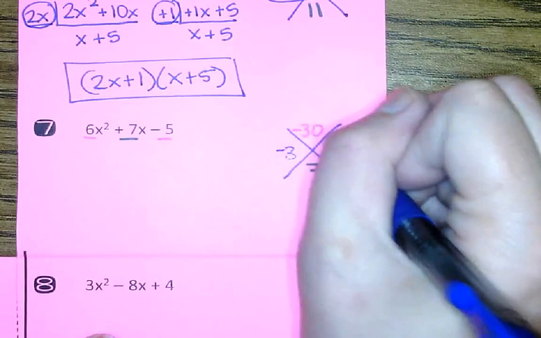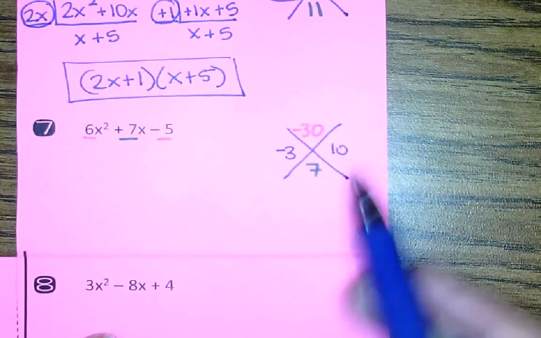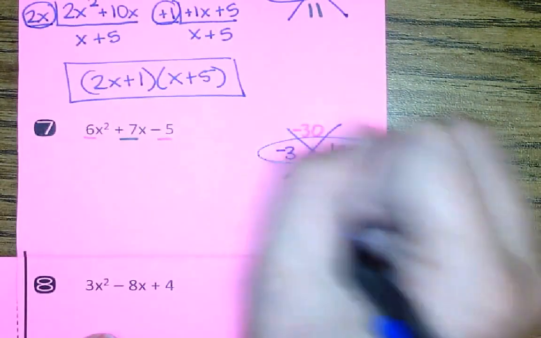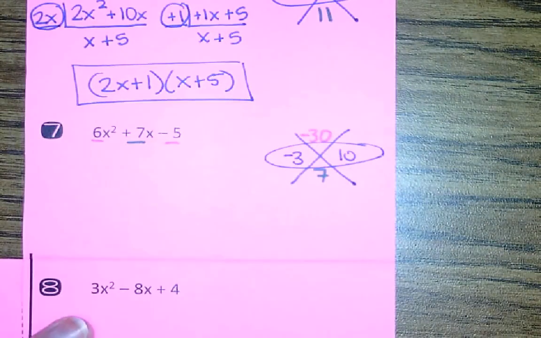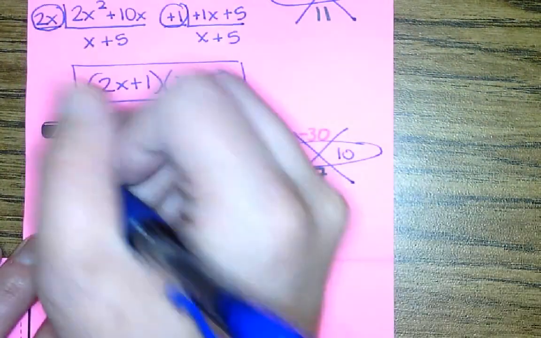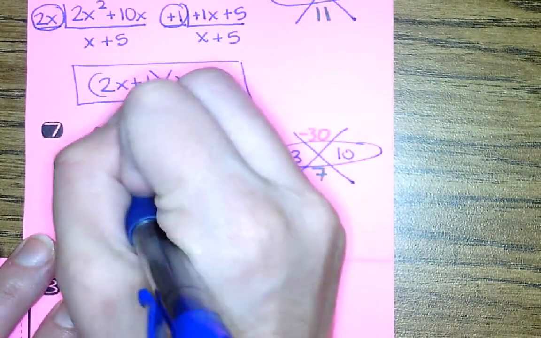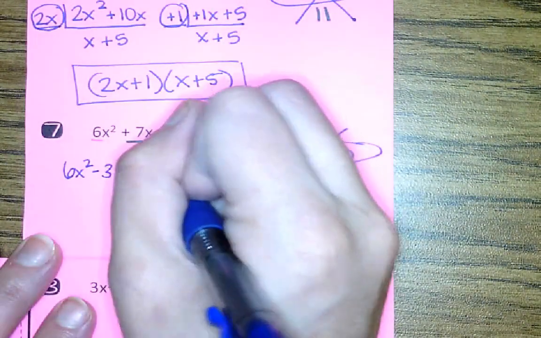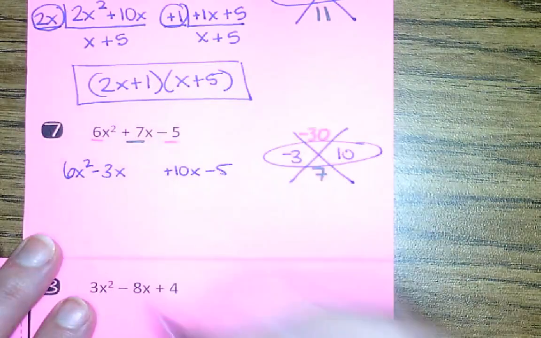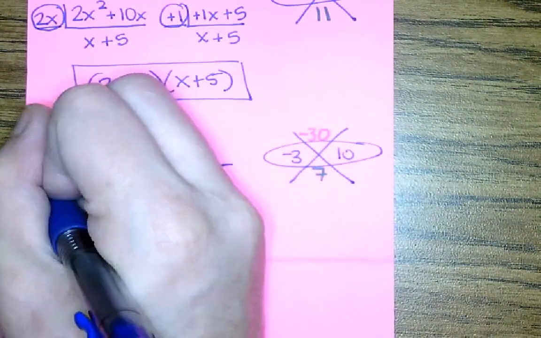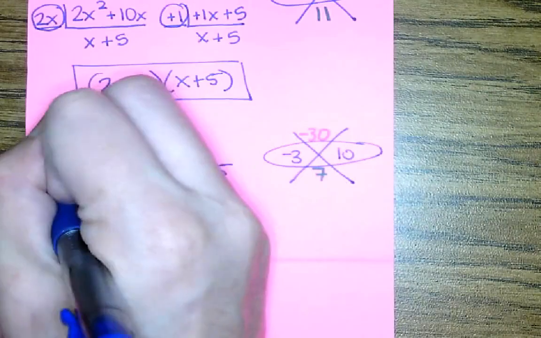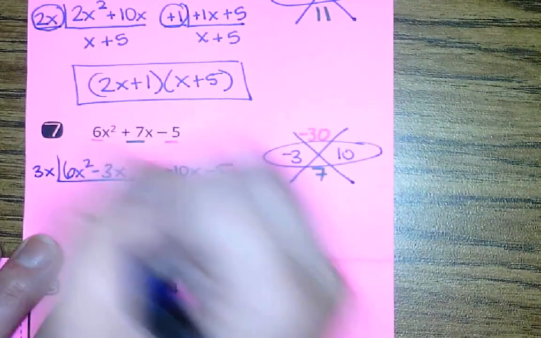Negative 3 and 10. Does it matter which one comes first, y'all? No, it does not. In my last class, I did 10 first and negative 3 second. Doesn't matter. Okay, so then we're going to go here, 6x squared minus 3x plus 10x minus 5. So that gives us 3x, and we are left with x minus 2.